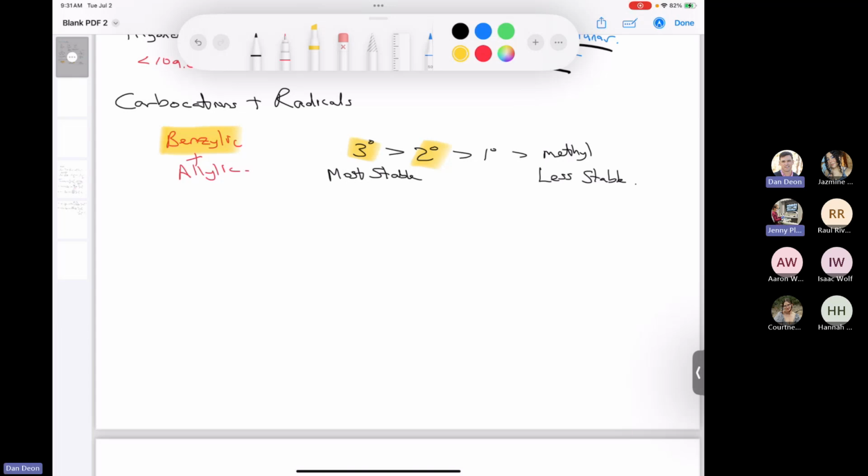So the trends just go together. So if you're asking about comparing a benzylic and a tertiary, like primary benzylic versus tertiary, again, this is something that we looked at, and a benzylic radical is more stable than a tertiary.